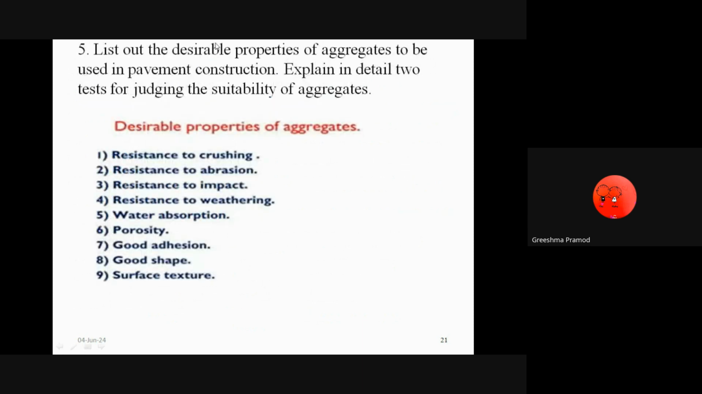Now, the next question was: list out the desirable properties of aggregates to be used in pavement construction. Explain in detail any two tests for judging the suitability of aggregates. So the desirable properties of aggregates are resistance to crushing, for which the test that can be done is aggregate crushing, then resistance to abrasion, resistance to impact, resistance to weathering, water absorption, good shape. So any two tests you can write: aggregate crushing value test, aggregate impact test, Los Angeles abrasion test, then shape test, angularity number, or the flakiness and elongation index. Any of those tests can be written.